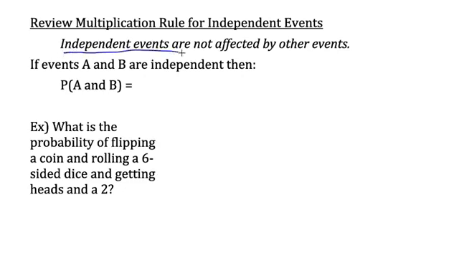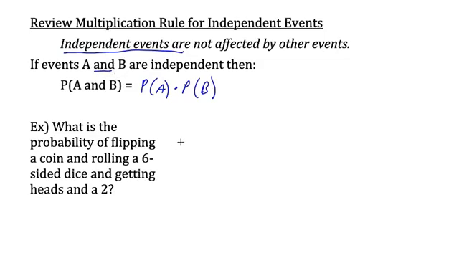Independent events are events that are not affected by other events. If we have two events, A and B, that are independent, then the probability of A and B, the probability of them both happening, will just equal the probability of A times the probability of B. We just multiply the probabilities. Some people call these AND probabilities.